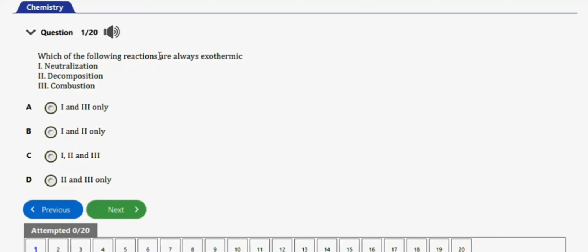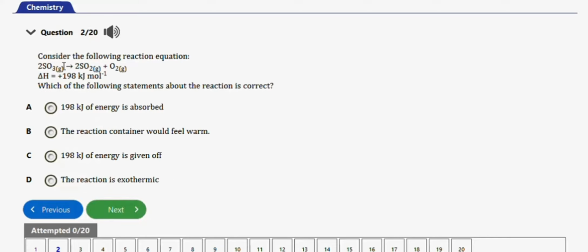So we have neutralization, we have decomposition, we have combustion. So guys, the right answer will be neutralization and combustion. Option A. Alright, so that's the answer to this question. The next question will be this one.